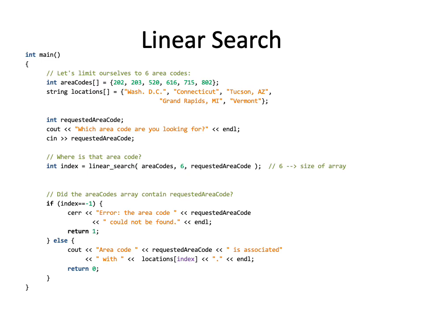And then at the end, did the area code array contain the requested area code? If the index is -1, that means failure, remember, then do an error message and return 1. Or if index is not -1, that means it must have been successful. And then print out area code, and then the area code they typed in, like 520, is associated with, and then locations index.